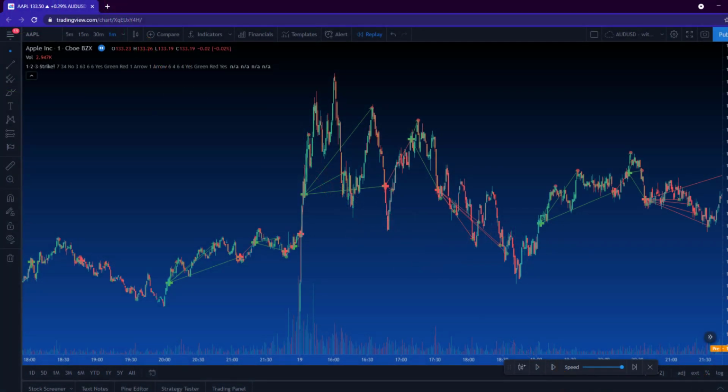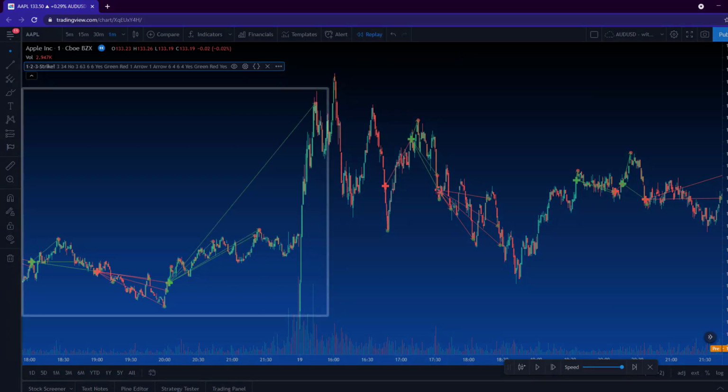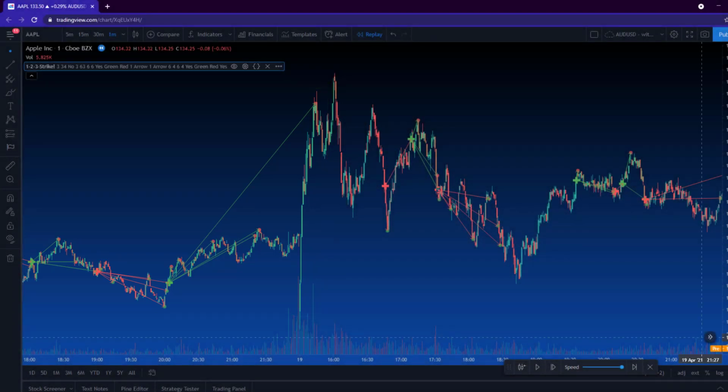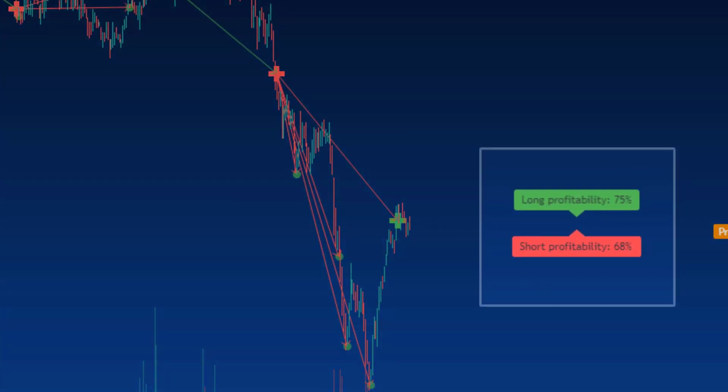So decreasing the volatility period to something like 2 or 3 might help us get more accurate signals, catch our entries earlier, and clear up these problematic areas of flat trades. We can see now that those flat entries and exits we had are gone, and have been replaced by more logical signals. Our profitability is also the highest it's ever been for both trade directions.